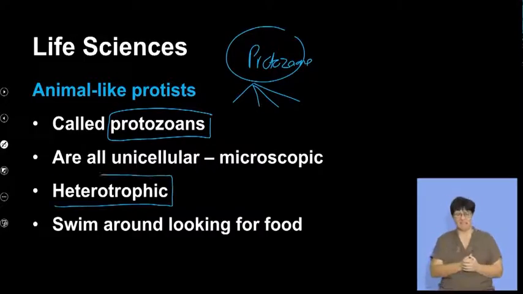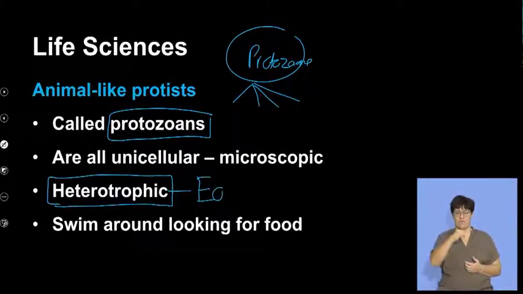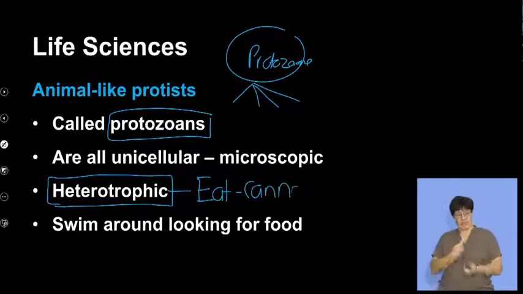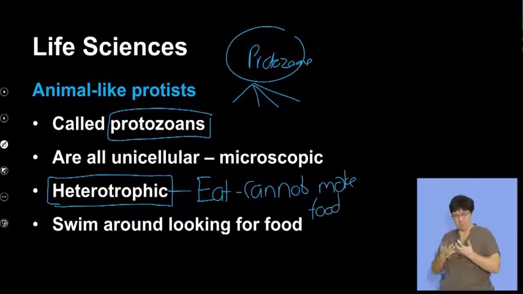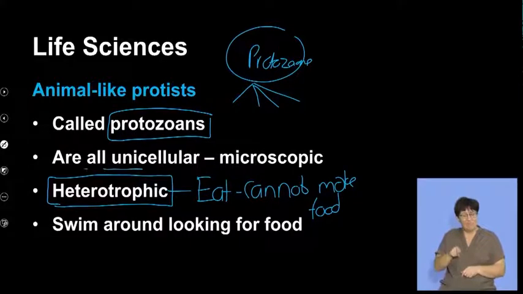Guys, they are heterotrophic. What does that mean? They have to eat. They cannot make their own food. Whereas the algae could, the animal part cannot make its food. All right, so it needs to eat. So basically the protozoa are going to be little unicellular organisms.